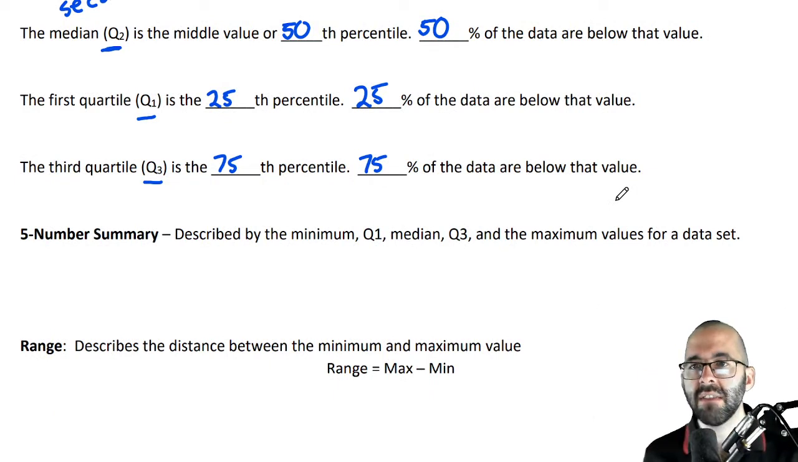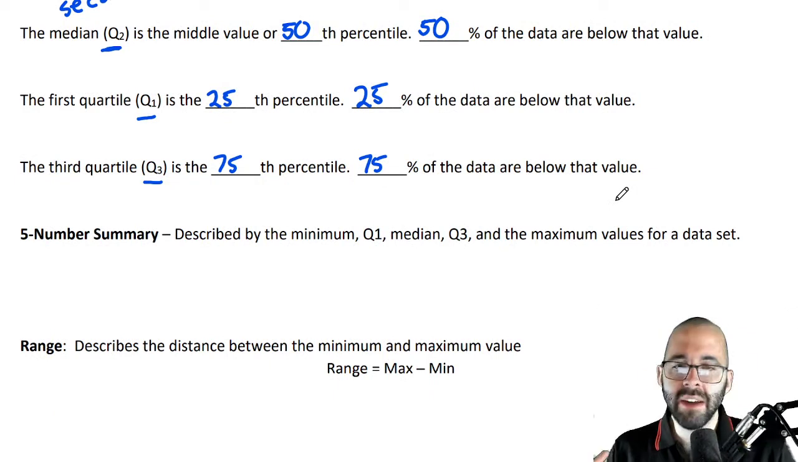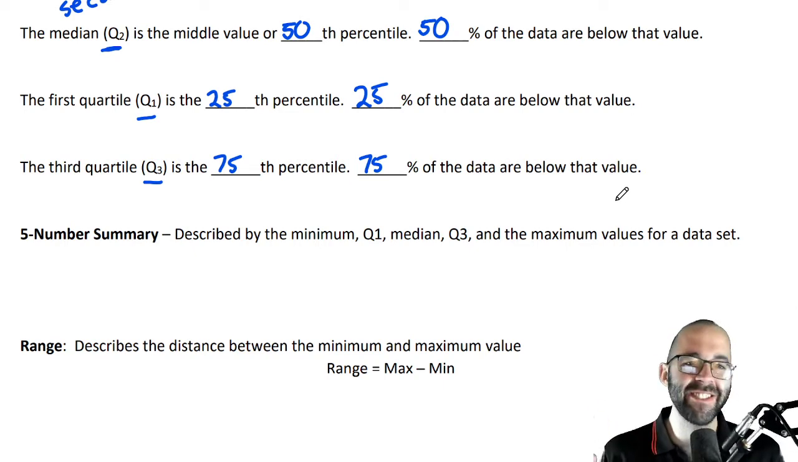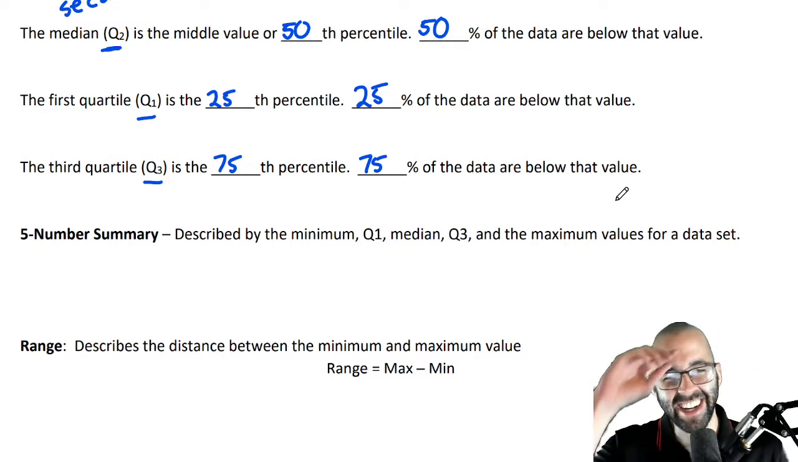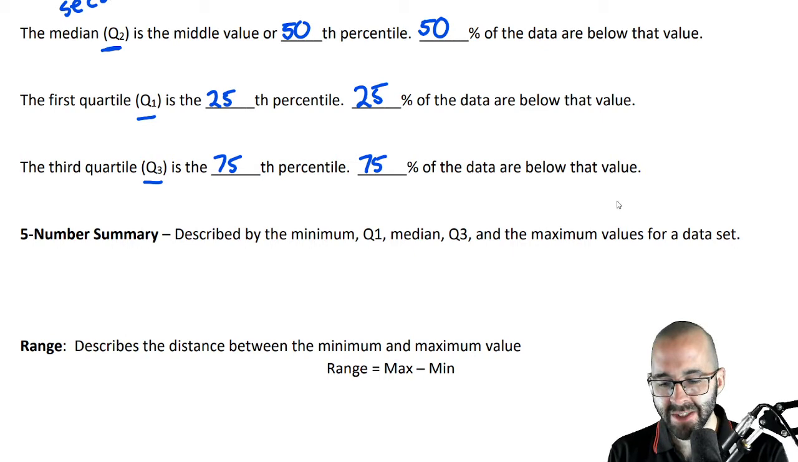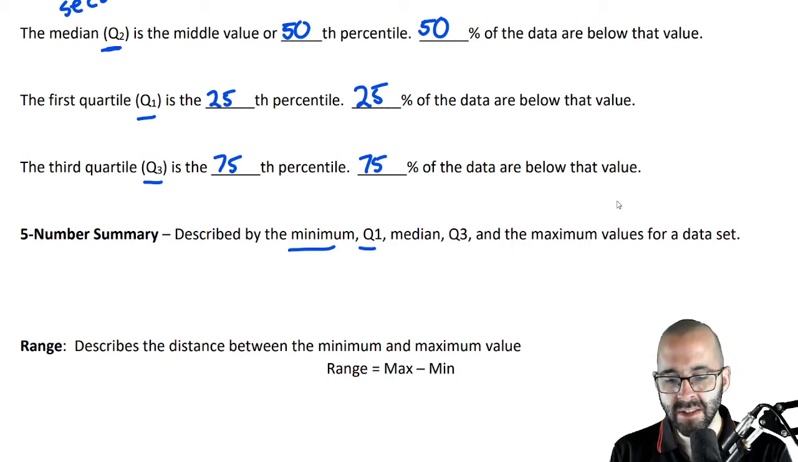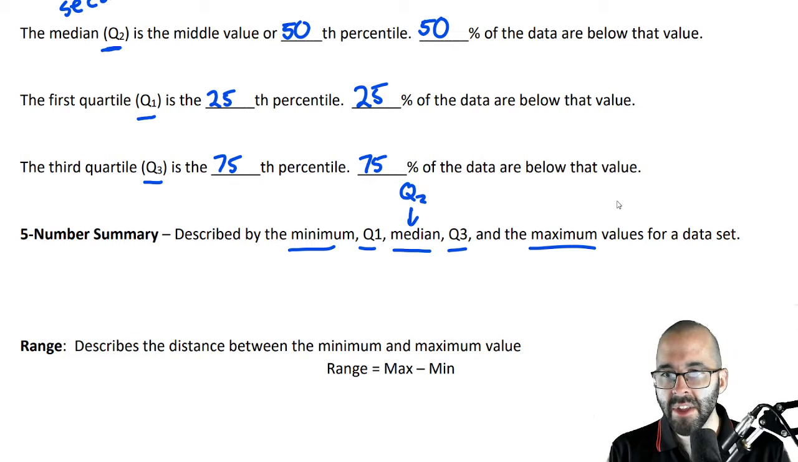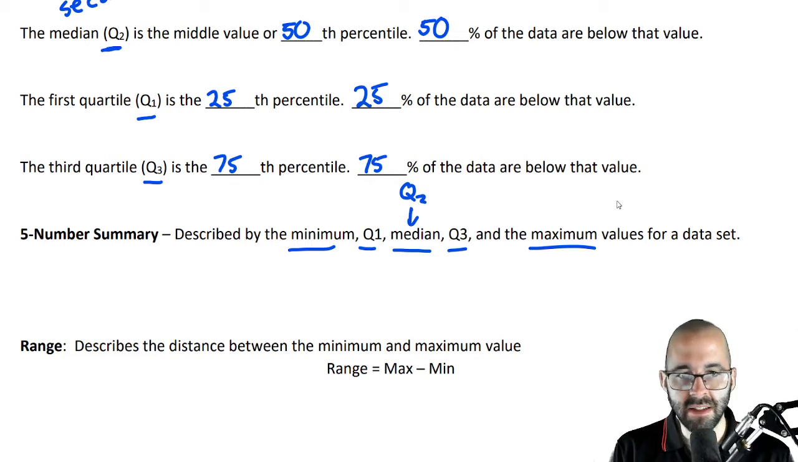So when we say 5-number summary, this is just 5 numbers. Bet you didn't see that one coming. It's basically just 5 numbers that summarize the data. The 5 numbers are the minimum, the first quartile, the median, which is also known as the second quartile, the third quartile, and the max. So this is just one way of describing things. And then the range is just the difference between the max and the minimum.